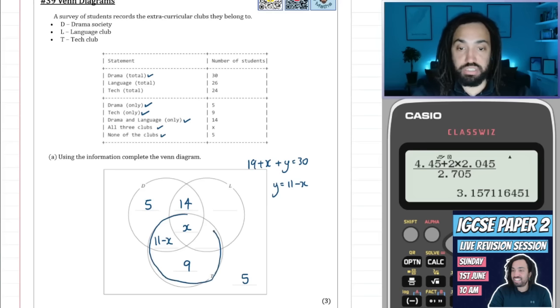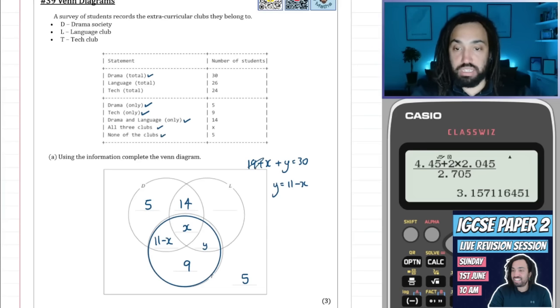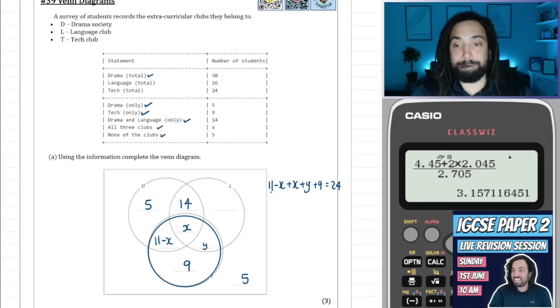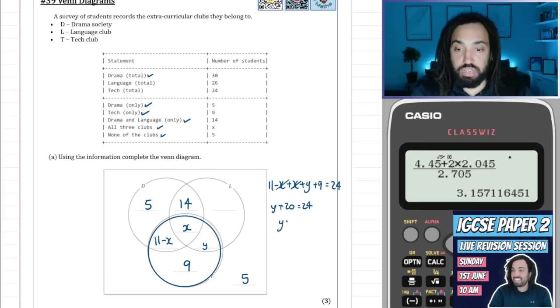Now let's look at tech total. So there's only one missing. So let's look at this one here. Tech total is 24. Again, let's just call this y, just to help with our working out. So for tech to be total, we have to do 11 minus x plus y plus 9, and all of that must equal the total of tech, which is 24. So minus x and plus x will cancel. So 11 plus 9 is 20. So it's y plus 20 will equal 24. So y must equal 4. So we can put a 4 in here. Okay, great.